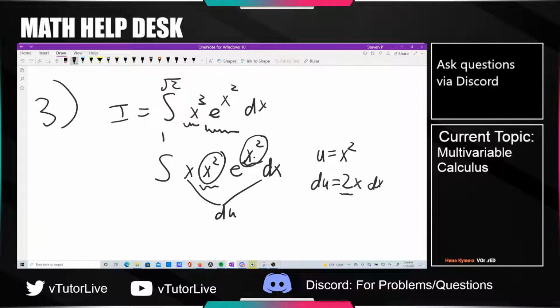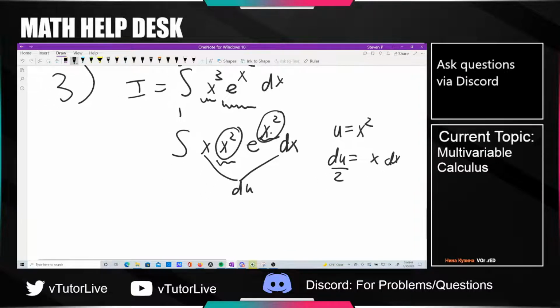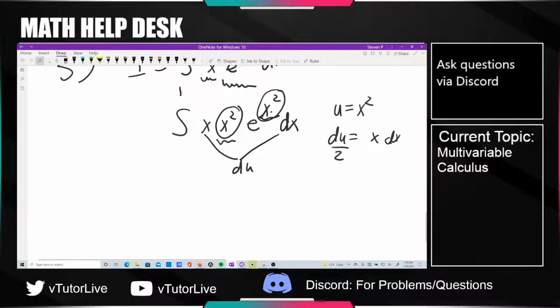Don't forget the factor of 2 to account for the factor of 2, by the way. You just gotta divide through by that. But yeah, I'll let you take care of the rest. This should be a pretty straightforward u sub.